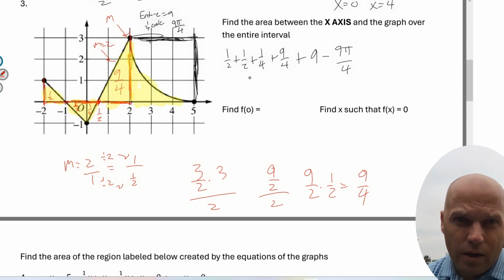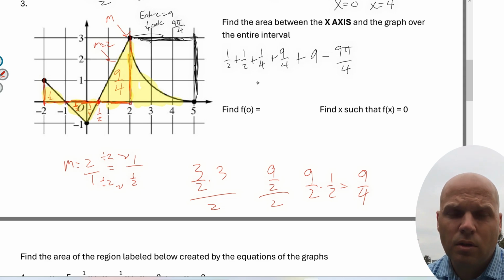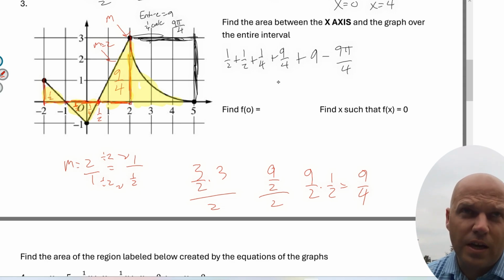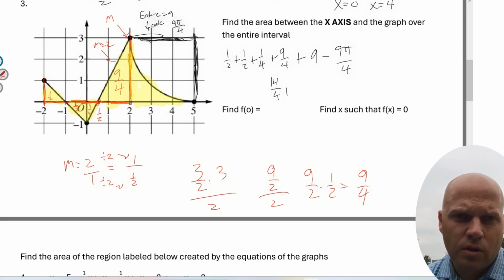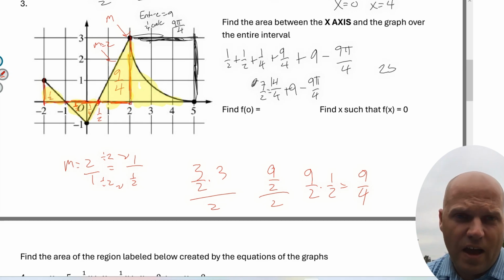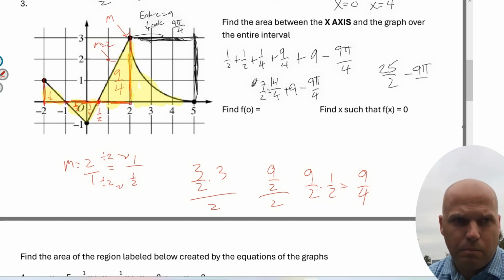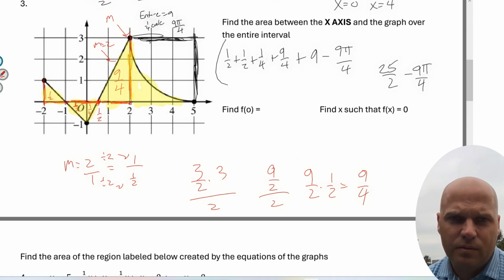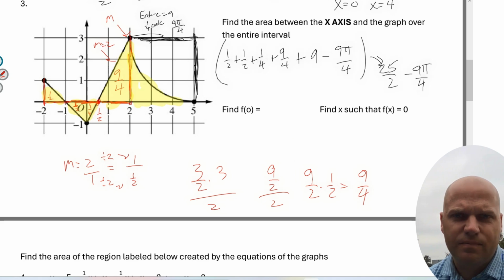All right, so I got 1, I got 10/4. So 4/4, 10/4, 14/4, plus 9 minus 9 pi over 4. This is 12. This is 7 halves. This is 18 halves. So 25 halves minus 9 pi over 4. Just combining all my numbers. Many of you will not be comfortable with that, but that's what it is. We have to practice it.